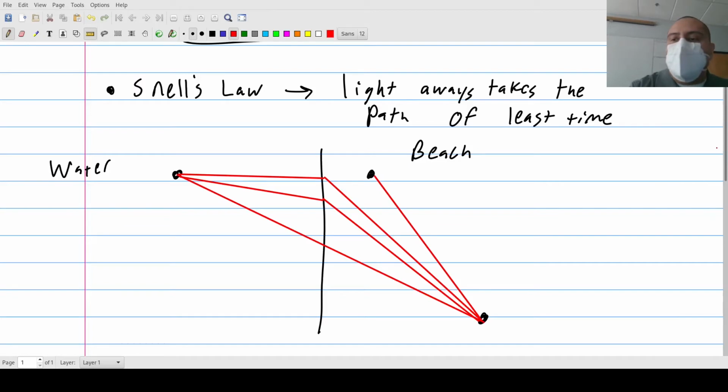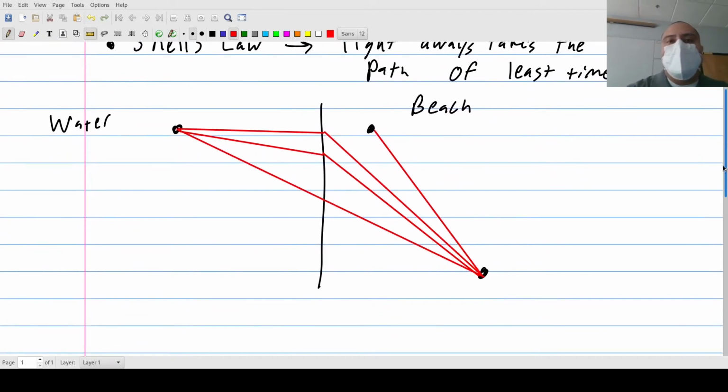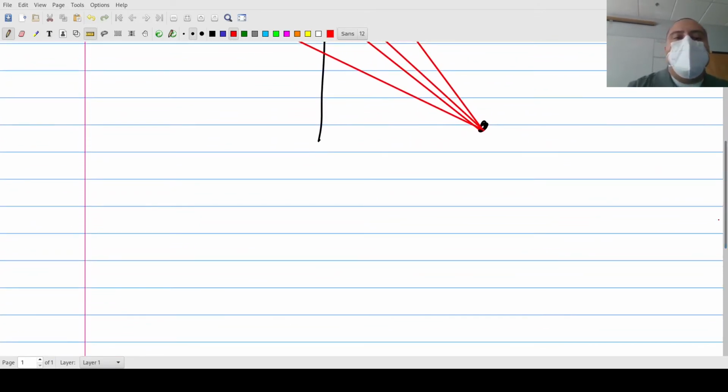Now, the mathematical form of Snell's Law, I'm not going to prove it to you, but we can prove that n incident times the sine of theta incident equals n refracted times the sine of theta refracted.